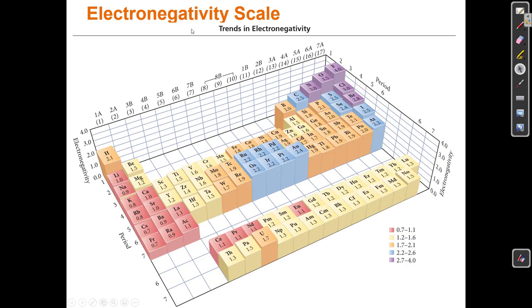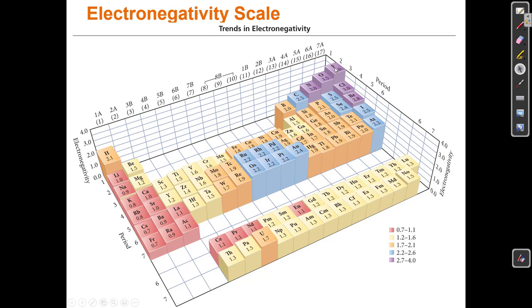So the electronegativity of an atom tells you how strong that atom is in the tug of war. These atoms over here are not very strong in a tug of war. They're going to lose in a tug of war. Francium, cesium, rubidium, all of these metals. But over here on this side, these are very strong in a tug of war. Fluorine is the strongest element of all. It has an electronegativity of 4.0.